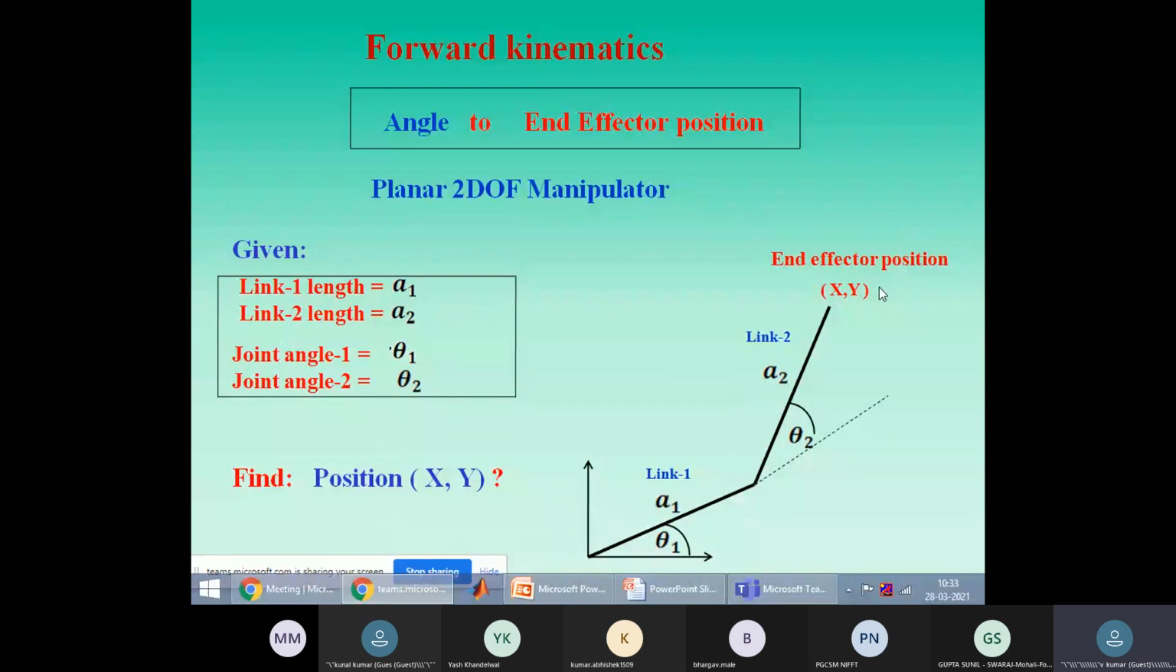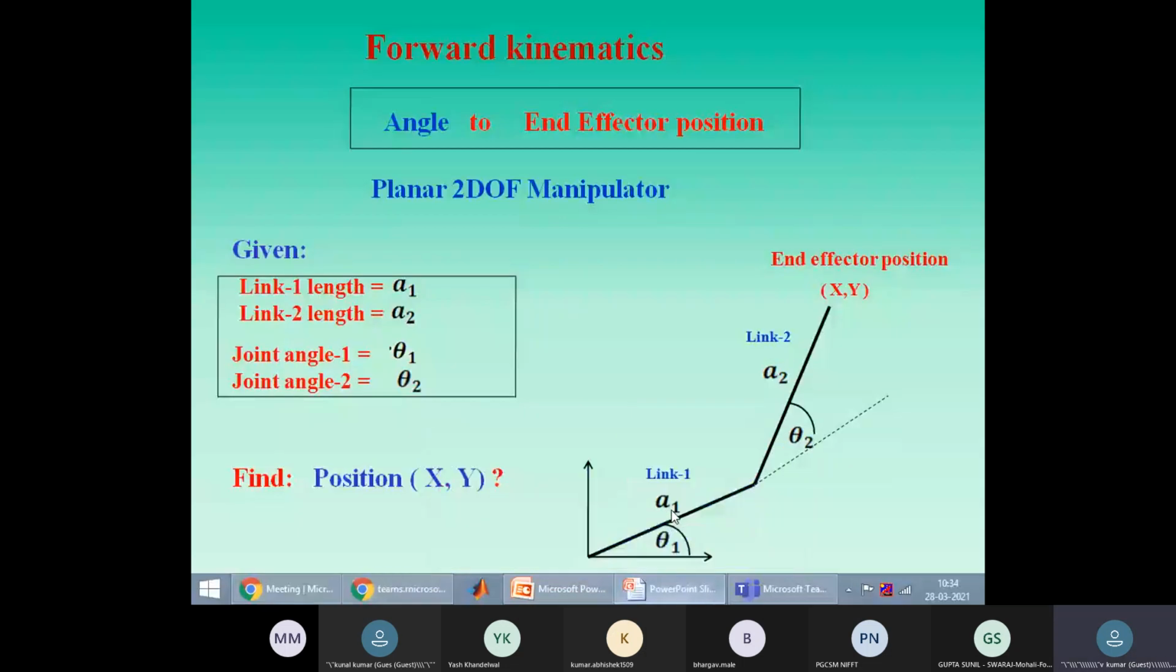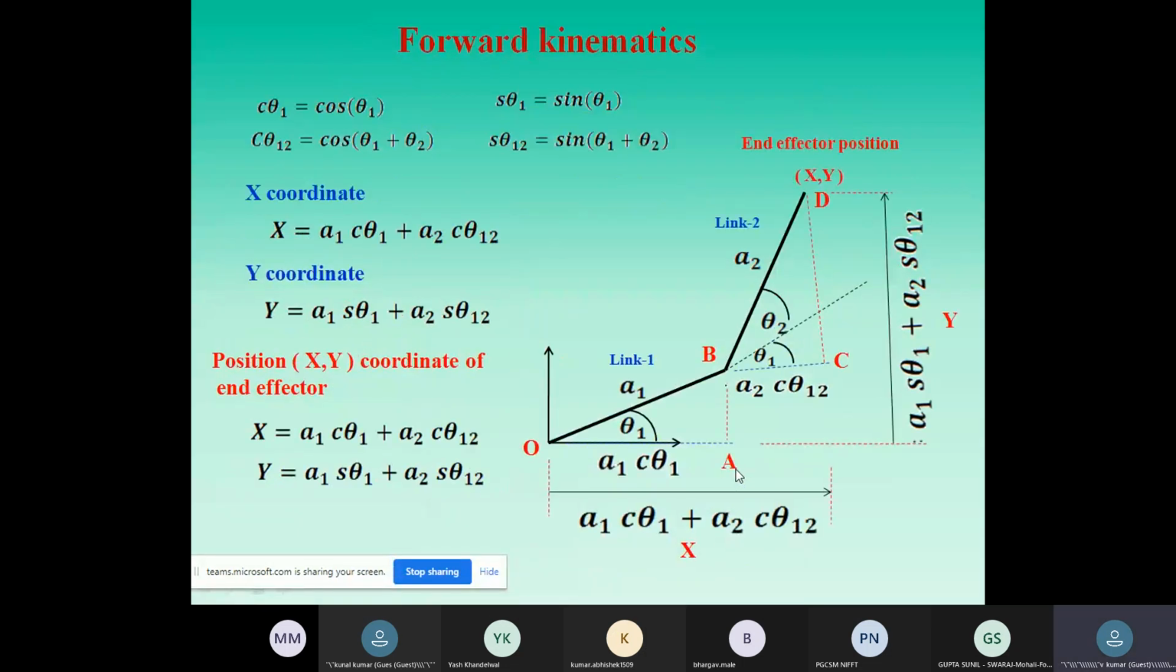It means the joint angles are given, and we have to find the position x and y of the end effector. This is called forward kinematics. So how will we find it? Okay, come to the point.